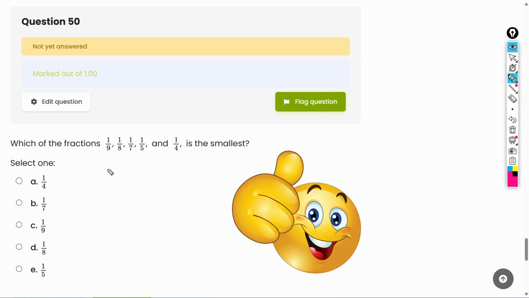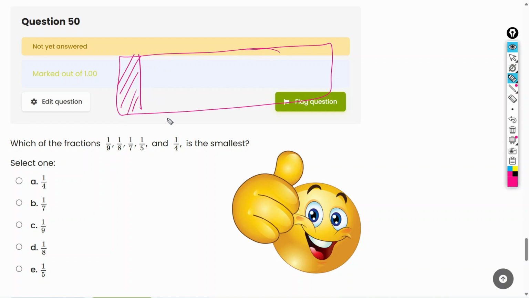So, 1 out of 9 means there are 9 of them, and then just 1. 1 out of 4 means there are only 4 of them, and then 1. Obviously, this is bigger than this. So what I'm trying to establish is when you have the same numerators, you can easily compare the biggest or the smallest by looking at the denominators. So the bigger the denominator, the smaller the value, because it has to share this amongst 9 people, while this is sharing itself amongst only 4 people. So it means this is the smallest, 1 out of 9.